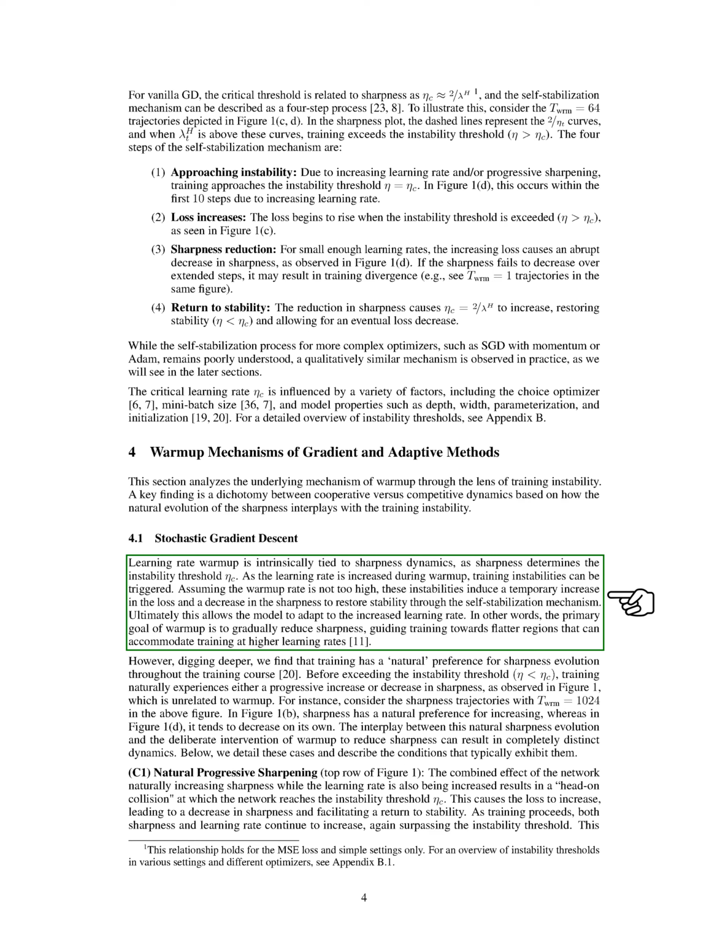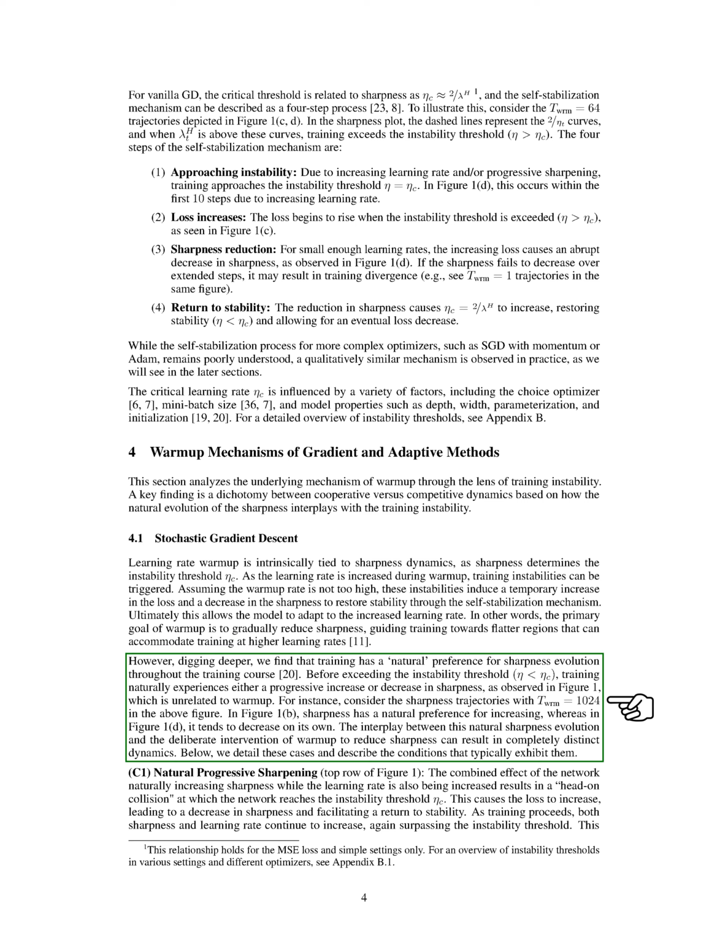Increasing the learning rate during warm-up can trigger training instabilities. If the warm-up rate is not too high, these instabilities cause a temporary increase in loss and a decrease in sharpness. This helps to restore stability through a self-stabilization mechanism, enabling the model to adjust to the higher learning rate. The main aim of warm-up is to gradually decrease sharpness, guiding training towards flatter regions that can handle higher learning rates.